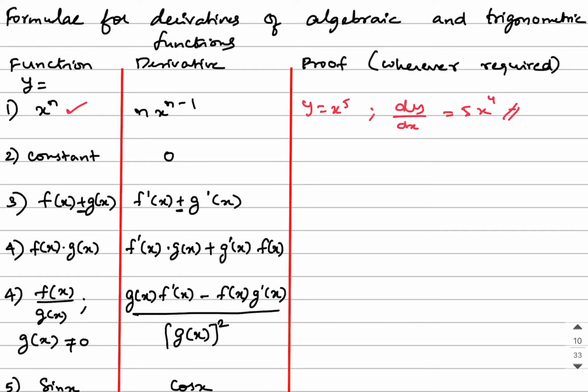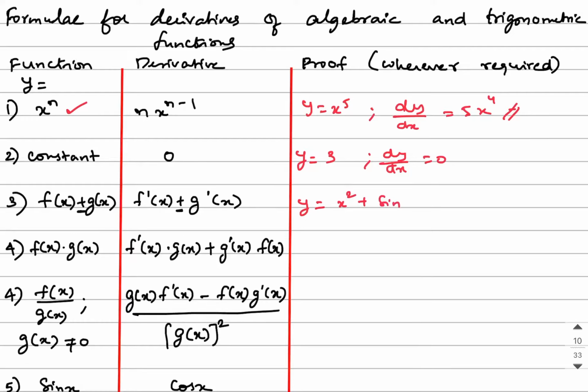Similarly, the derivative of a constant is 0. So y is equal to, let's say you have 3, then dy by dx is equal to 0. So the derivative of a constant is 0. Similarly, the derivative of f of x plus or minus g of x will be equal to f dash of x plus or minus g dash of x. That is when you have a sum of two functions.